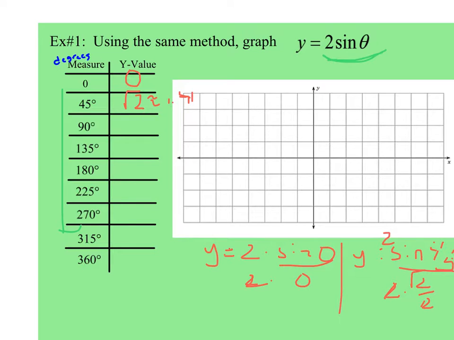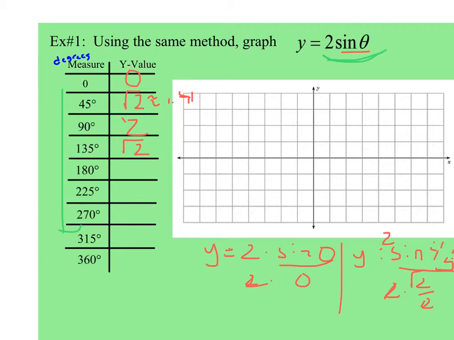90, the sine of 90 is going to be 1. 1 times 2 is 2. So basically, I'm taking all of those values of the regular sine graph, the y values, and multiplying them by 2. 135, again, is the square root of 2.